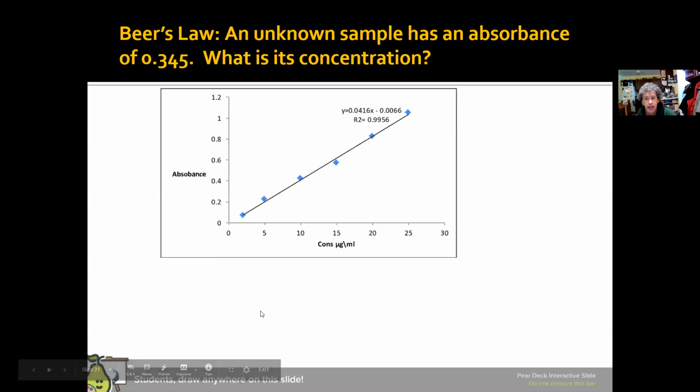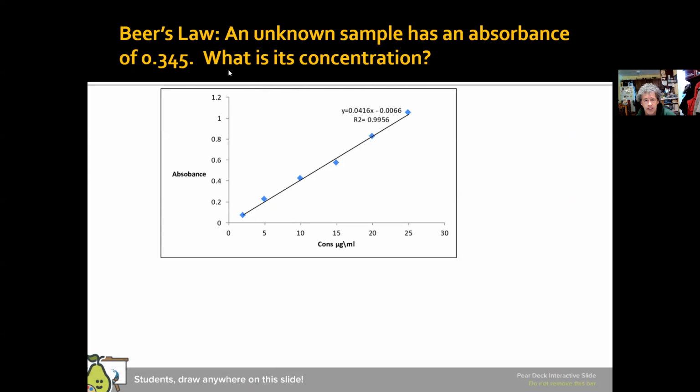Now you can go the other way. Let's say you had an unknown with an absorbance of 0.345. What's the concentration? Well, again, we could just go up here and 0.3 is about here, 0.345 is about there. So you could go across to the line and get to there, and then come down, and you're going to be somewhere in the upper 8 to 9 range for the concentration.